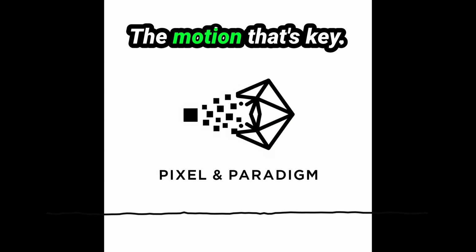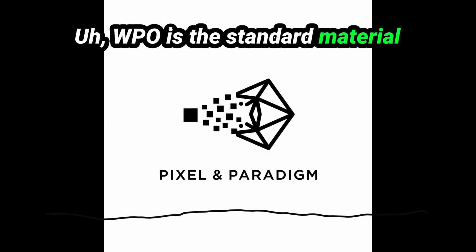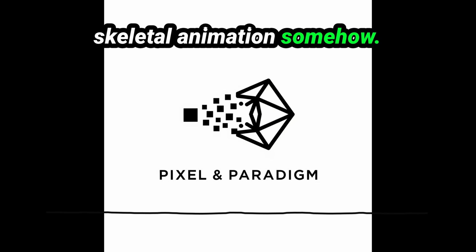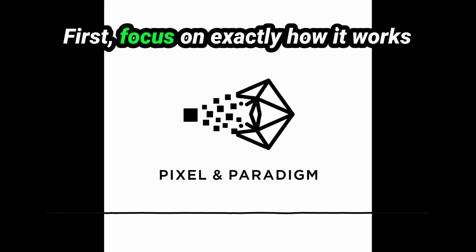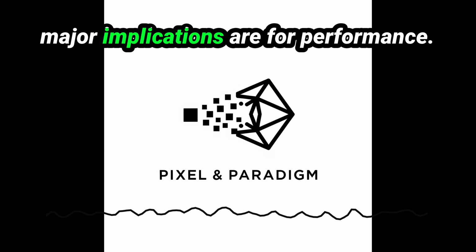Right, the motion, that's key. We know World Position Offset, WPO, is the standard material-based method, and you also mentioned the potential for using skeletal animation somehow. Let's really deep dive into WPO wind for Nanite foliage first. Focus on exactly how it works under the hood, with Nanite, and what the major implications are for performance.